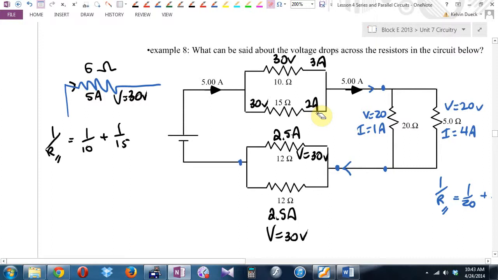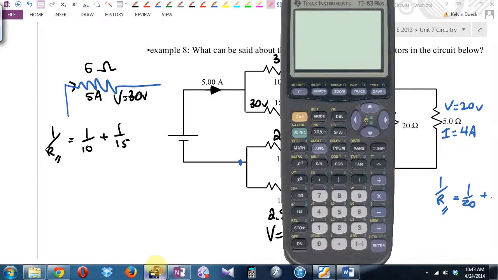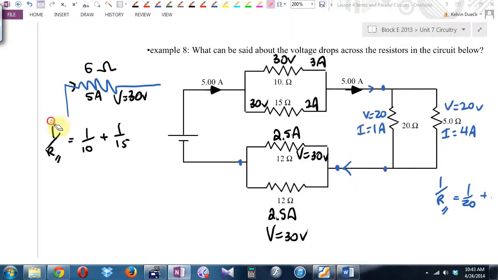Where did you get the 6 ohms from? Somebody went 1 divided by 10 plus 1 divided by 15, reciprocal? Yeah. Right there, right? 10 ohms, 15 ohms, 1 over 10. I didn't do it. I'm assuming other people did. They called it out. Is that okay?